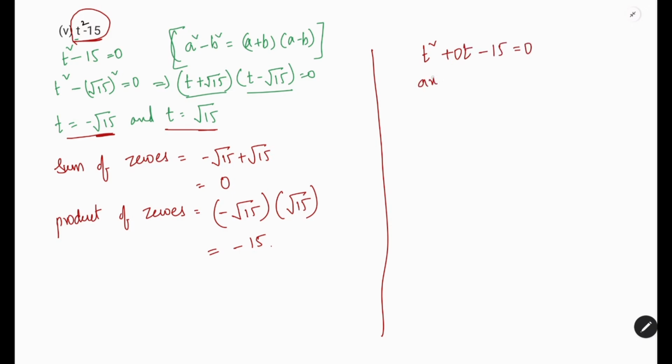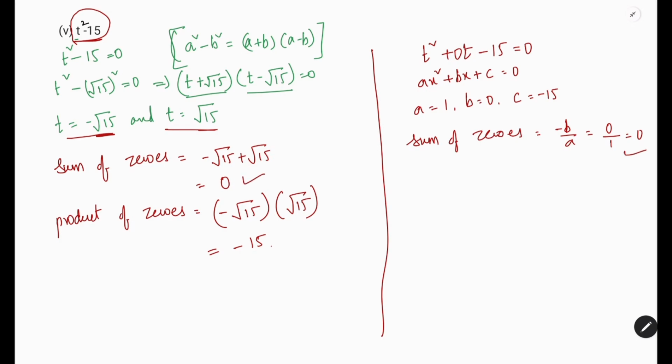Now compare this with the general equation ax square plus bx plus c equal to 0. When you compare, you get a equal to 1, b equal to 0, c equal to minus 15. Now by using the formula, sum of zeros equals minus b by a. b is 0 by 1 equal to 0. See, this and this both are same. Now product of zeros equals c by a. c is minus 15 by 1 equal to minus 15. This and this both are same.